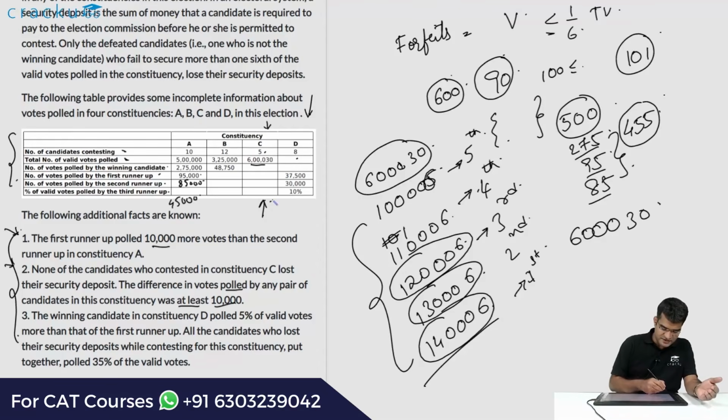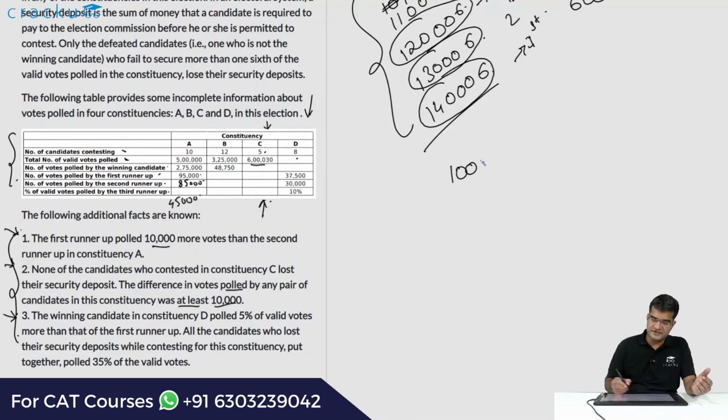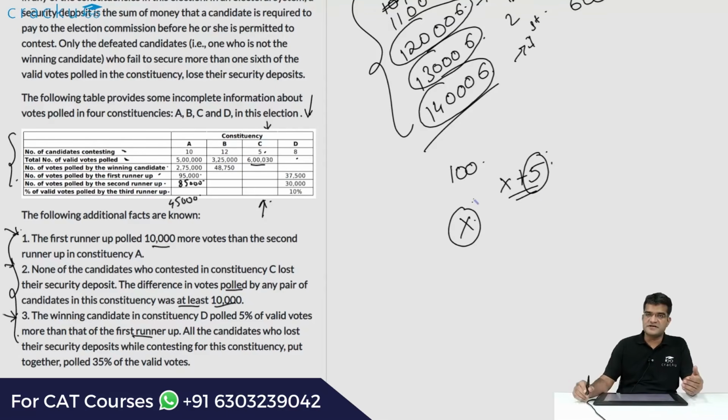Let us look at the last point. The last point says that the winning candidate in constituency D polled 5% of valid votes more than that of the first runner-up. So suppose there are a total of 100 votes in constituency D, and suppose the first runner-up got X votes. What this would imply is that the winner has got X plus 5. That is, the percentage of valid votes that the winner has got is exactly 5% more than the percentage of votes that the first runner-up has got.